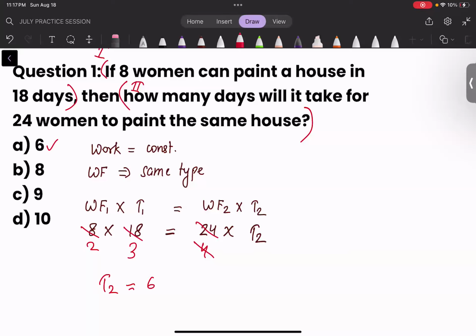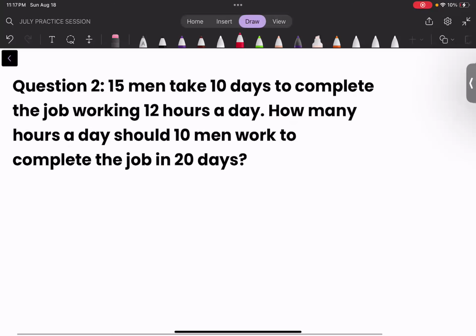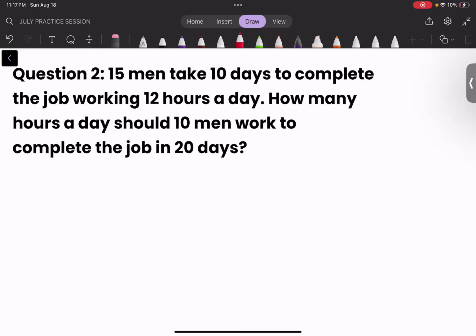All right, same type of workforce. First question, same type of workforce I will take again. But one thing extra. Please try this question immediately.